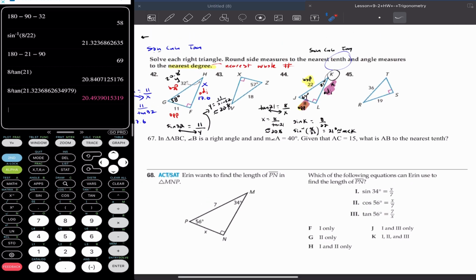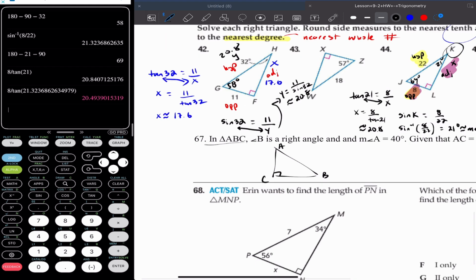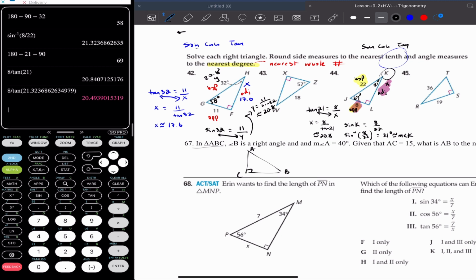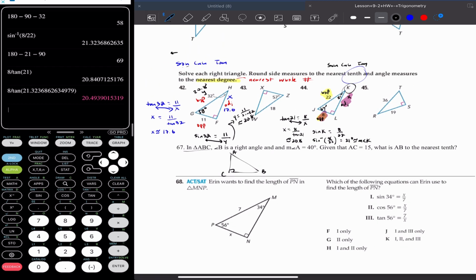Number 67: in triangle ABC, angle B is a right angle, and the measure of angle A is 40 degrees. Given that AC is 15, what is AB to the nearest tenth? So this is just a word problem. All you're going to do is draw triangle ABC. When we're drawing a figure, we need to make sure we are writing it clockwise. So A, B, C. Here's the 90-degree angle. Make sure you label everything. It should be the same thing. Once you label everything, it's the trig that we've been doing since the beginning, so that shouldn't be too difficult.